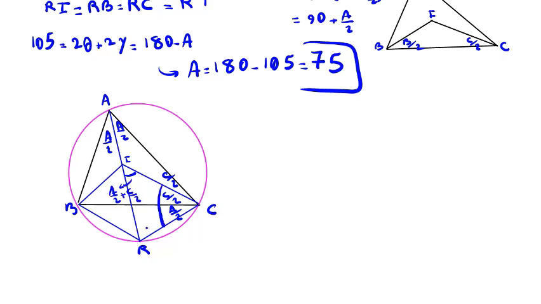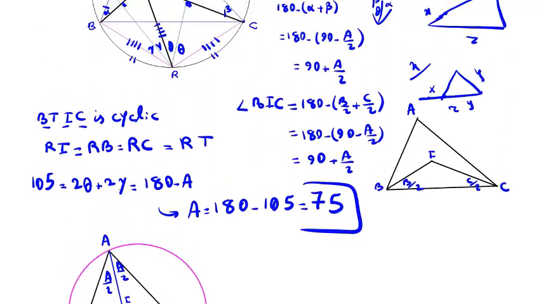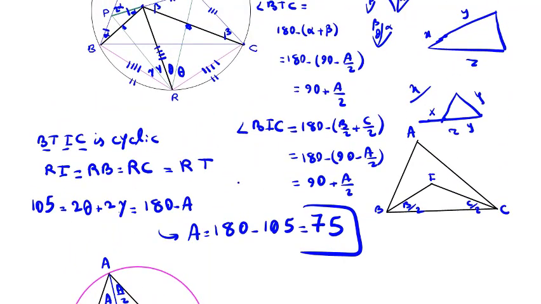This angle is also a half plus c half, so this side, it is an isosceles triangle. Similarly, a half, this arc equals this arc, so RC equals RB. RB we proved equals RC equals RI, so we proved completely, and I also proved the basic ideas that we need here to prove the problem and reach 75.